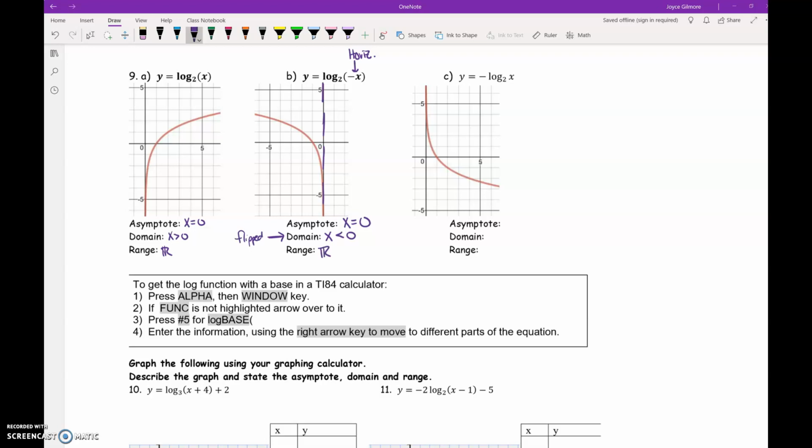Your range is still all real numbers. In fact, your range is always going to be all real numbers. The negative in front is a vertical flip. So instead of the graph looking like this, it flips around and it's approaching the asymptote up instead of down. This asymptote is still at 0. The domain, because the graph is on the right side of that asymptote, is x is greater than 0. Ta-da!